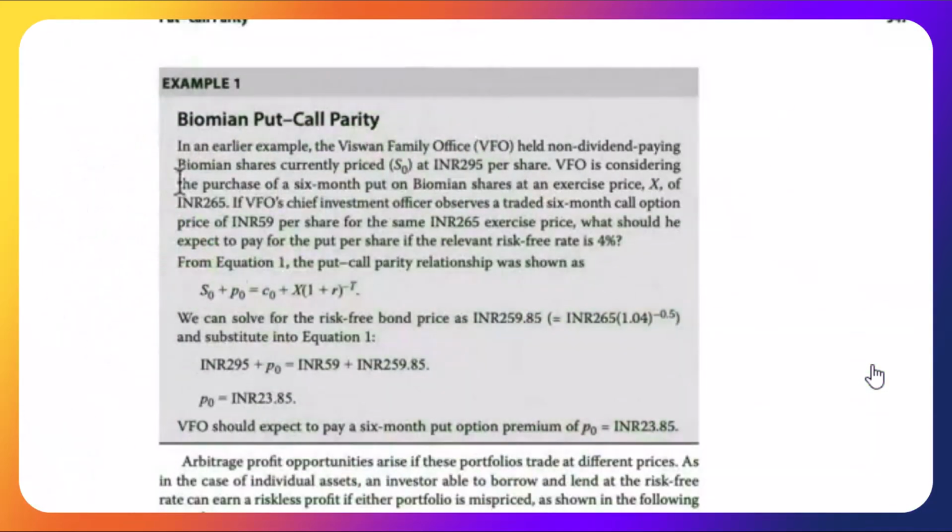Example 1. In an earlier example, the V01 family office held non-dividend paying Biomian shares currently priced at $2.95 per share. VFO is considering the purchase of a 6-month put on Biomian shares at an exercise price of $2.65. If VFO's chief investment officer observes a traded 6-month call option price of $0.59 per share at the same $2.65 exercise price, what should he expect to pay for the put per share if the relevant risk-free rate is 4%?